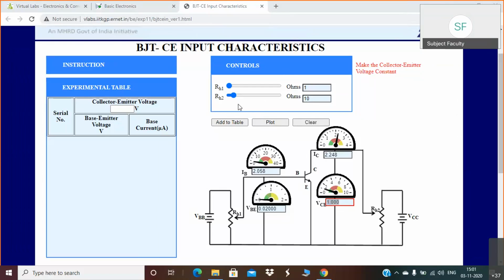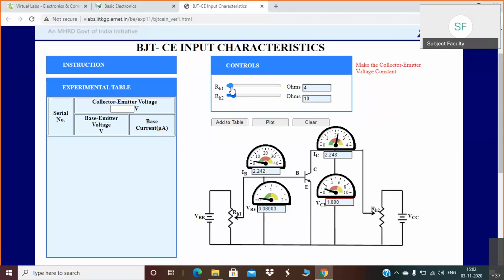So now we have made VC constant. Okay, you can observe here it is constant at 1 volt. Now we will vary only this knob, that is RH1. Okay, so you can observe by varying this knob you can take the different readings. So I am varying the value of VB. Okay, so first I will be keeping VB on 0.